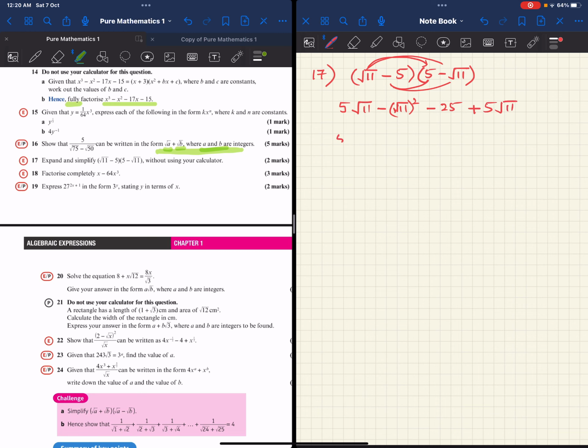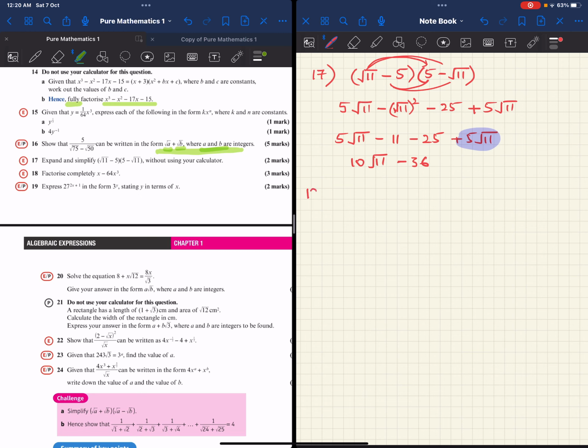So we have 5 root 11. Root 11 squared gives us 11, minus 11, minus 25, plus 5 root 11. So we have 5 lots of root 11, another 5 lots of root 11. That gives us 10 lots of root 11. And minus 11 minus 25 gives us minus 36. That's our answer for question 17.